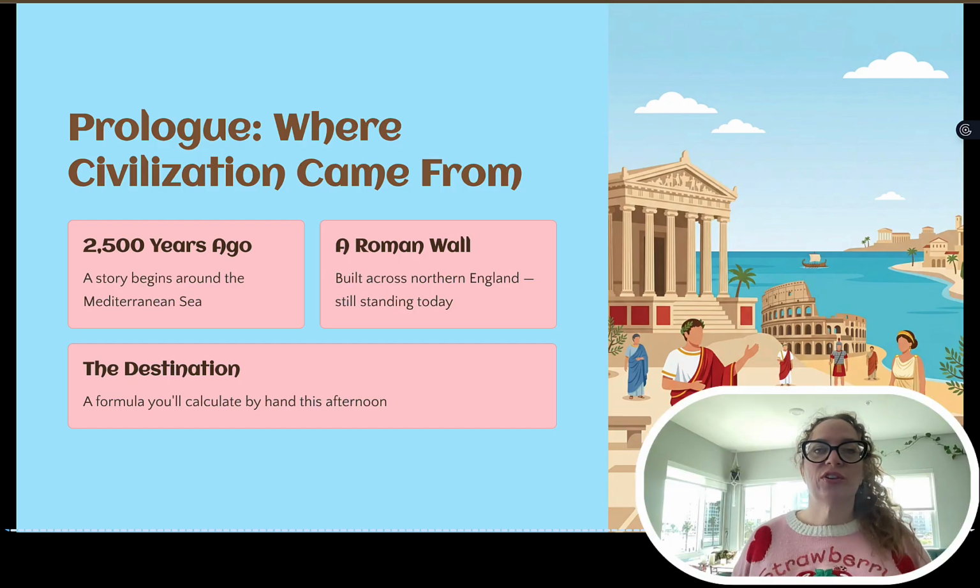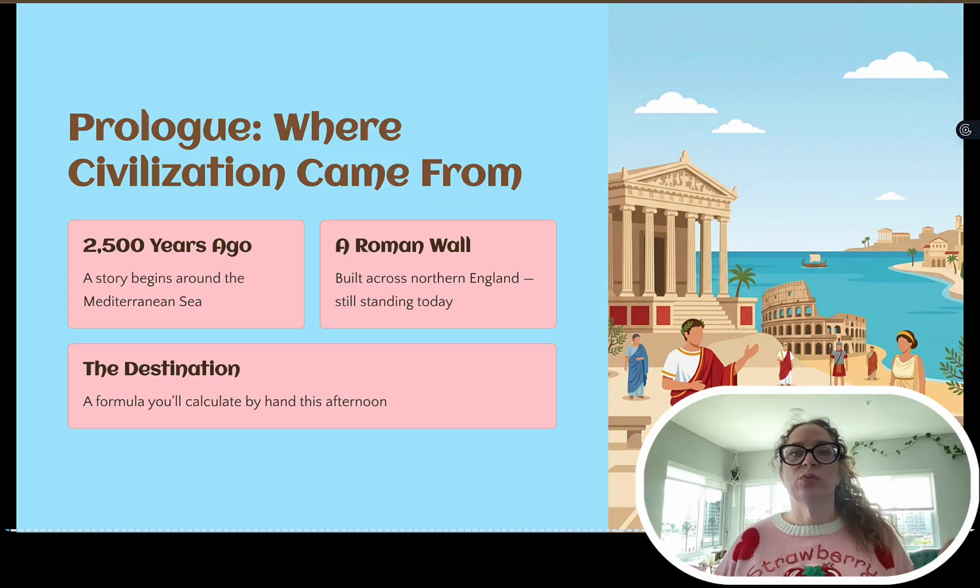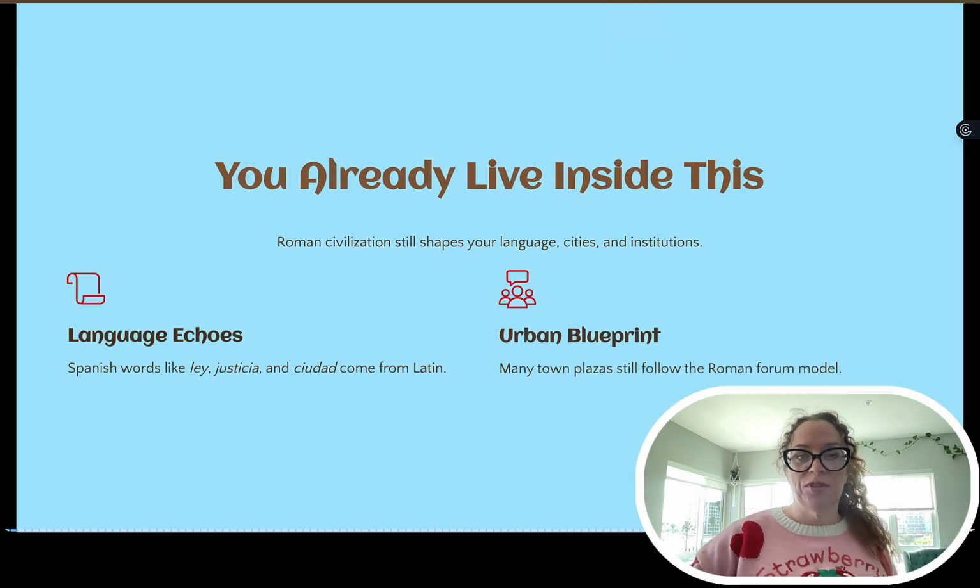It starts about 2,500 years ago around the Mediterranean Sea, and it ends with the formula that you're going to calculate by hand today. And somewhere in the middle, a Roman emperor builds a wall across the north of England that still stands there today, and that wall has something to do with why America looks the way it looks. Okay, so interesting start, I hope, but I want to start somewhere closer to home.